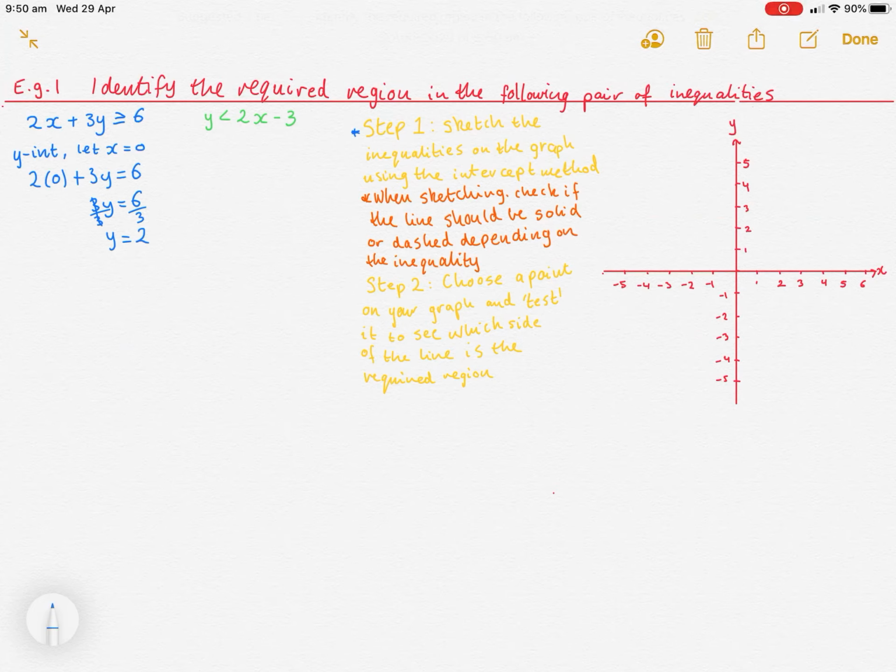So that's our y-intercept for that line. We can put it over here. So our y-intercept for this line is at y equals 2, and you can put a little dot there. Okay, let's find our x-intercept.